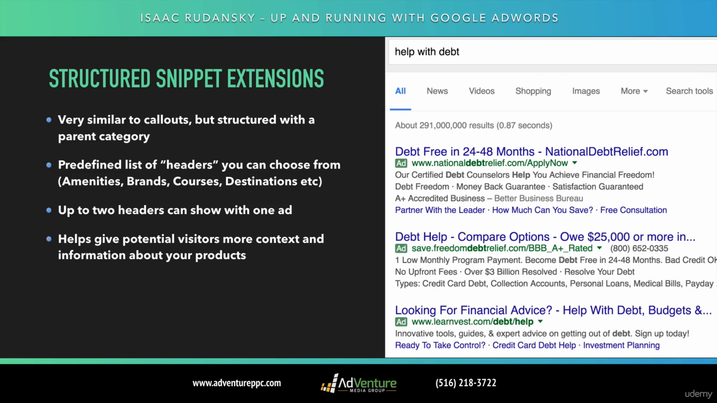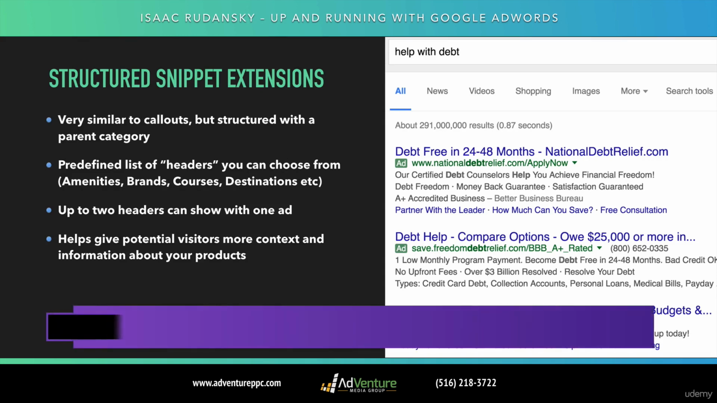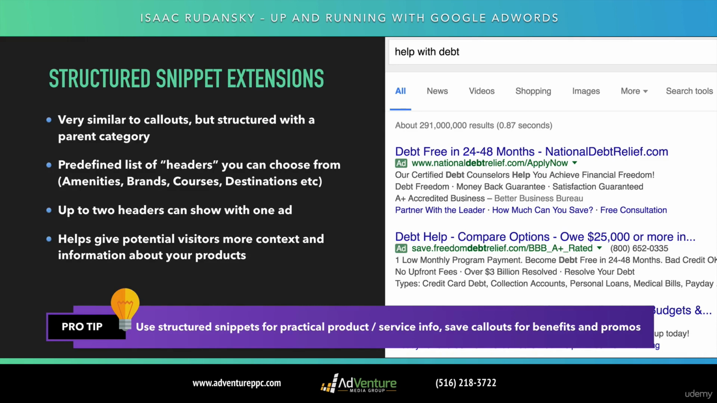It really helps give potential visitors more context and information about your products. And as the pro tip using structured snippet extensions, use them for practical product and service info and save callouts for benefits and promos. And this is very similar to the last pro tip, but it's going to give you a sense of the right way to use these different ad extensions. Structured snippets is really, this is the type of information you could find on my website. You could expect to see these sorts of things when you click.